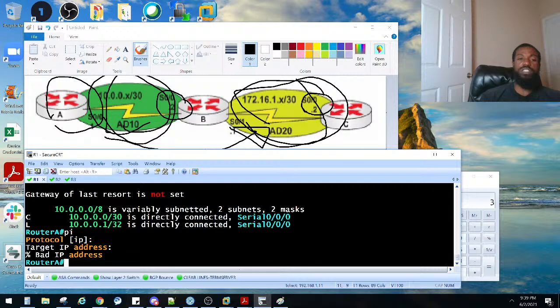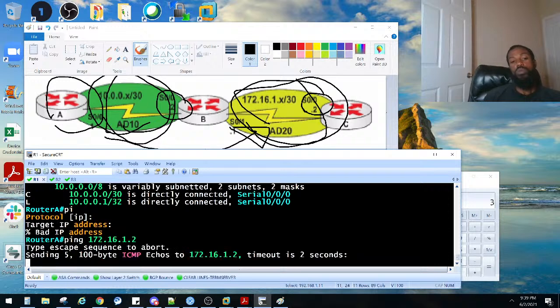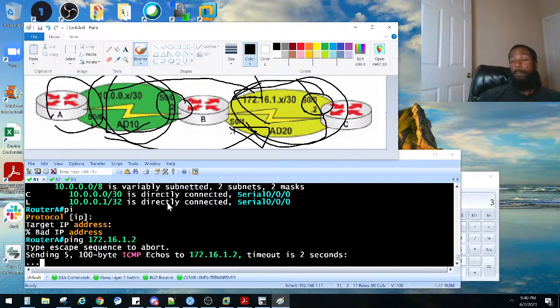No, because it should show up on his routing table too. Oh, what's it gonna say? See, watch, 172.16.1.2. See, he's gonna hang. So he can't ping this yet. I think I'm missing a network statement.